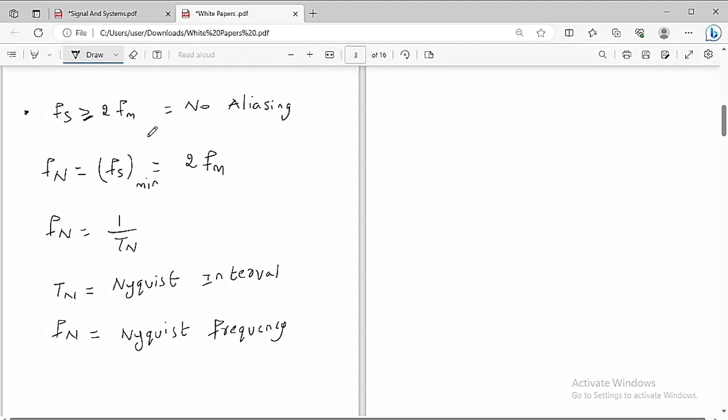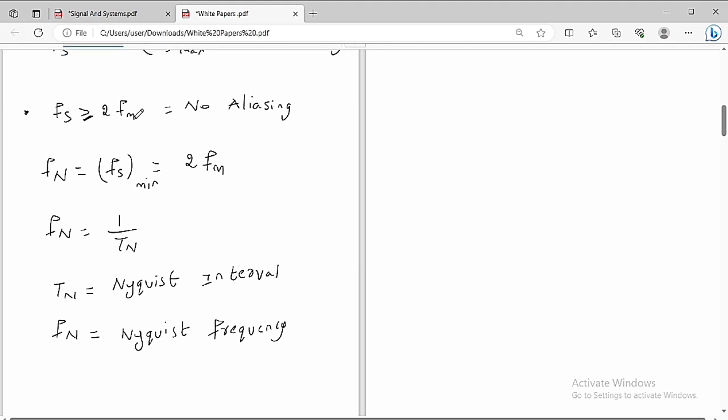Suppose the signal f of t is having a lot of frequencies. Out of that, we have to choose only the highest frequency. This is a point you always have to keep in mind. Out of all the frequencies, you choose only the maximum frequency, which we obtain with the help of the Fourier transform. So for f of t, figure out the Fourier transform. From that, we can find the maximum frequency present in the signal f of t.